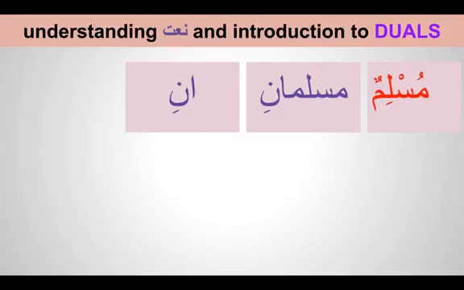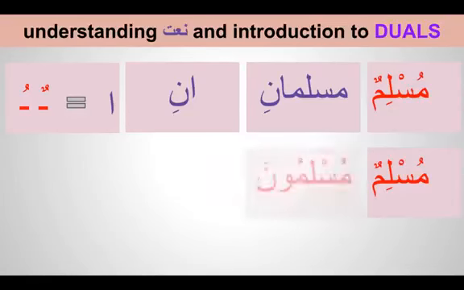We don't look at the noon, we look at the letter before the noon. So what do we see here? We see alif. So alif is the sign of marfu. So if we see alif, we know that it is replaced by dhamma. So muslimun is marfu. So muslimani is marfu. Two Muslims.